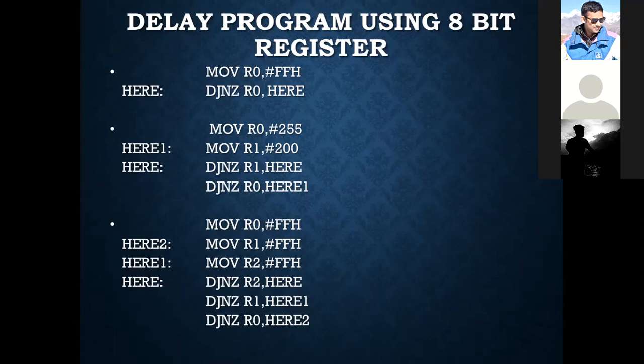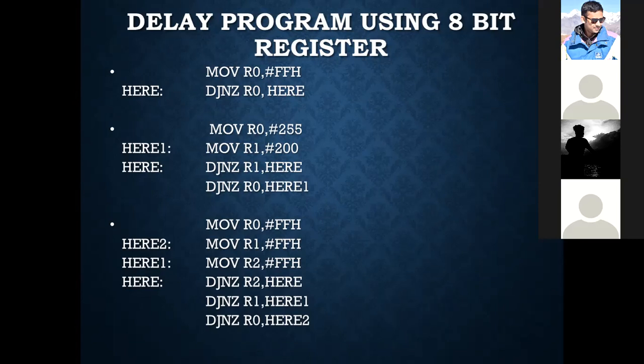Now for this line, we know that for execution of this instruction one time, the machine cycle will be 2. For two executions, how many machine cycles will there be? 4. Then for three executions, 6. Four executions, 8. Five, 10. So for 255 rotations, 510. That is 255 into 2.